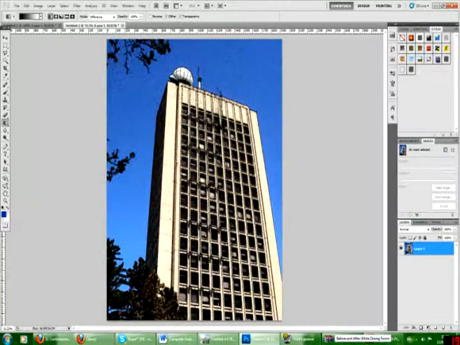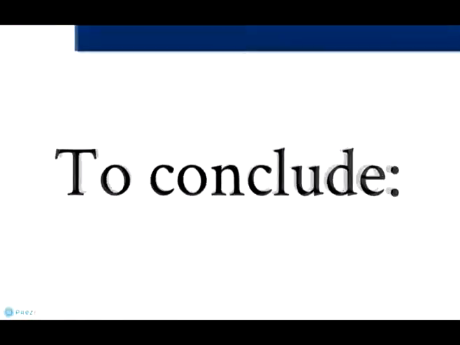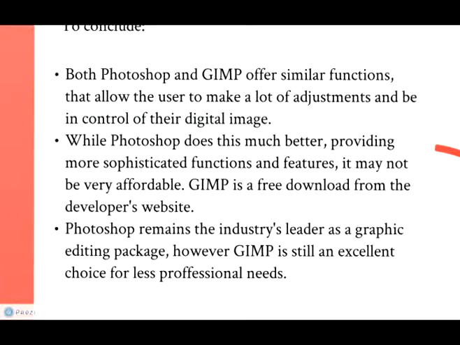Now, this concludes this short overview of Photoshop. Conclusion. To conclude, both Photoshop and GIMP offer similar functions that allow the user to make a lot of adjustments and be in control of the digital image. While Photoshop does this much better, providing more sophisticated functions and features, it may not be very affordable. GIMP is a free download from the developer's website. Photoshop remains the industry's leader as a graphic editing package, however GIMP is still an excellent choice for less professional needs.